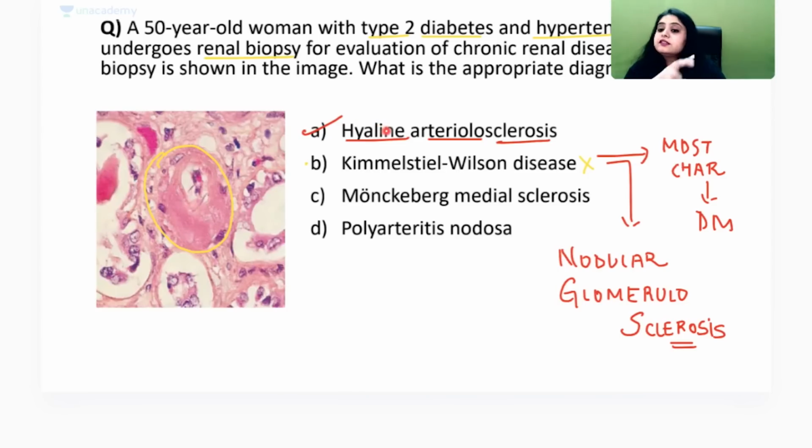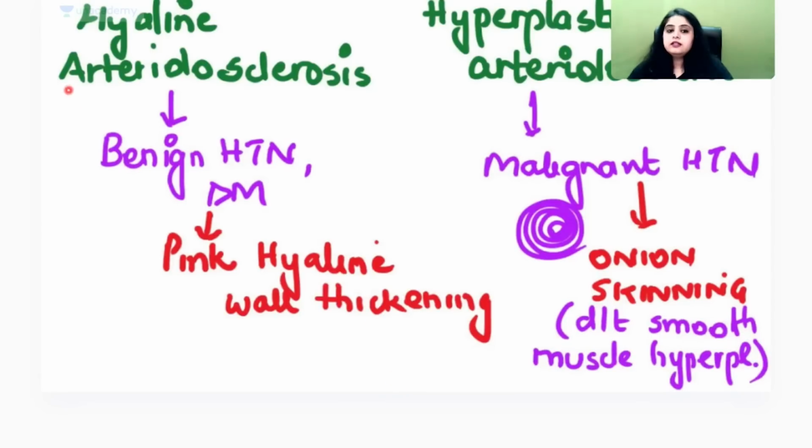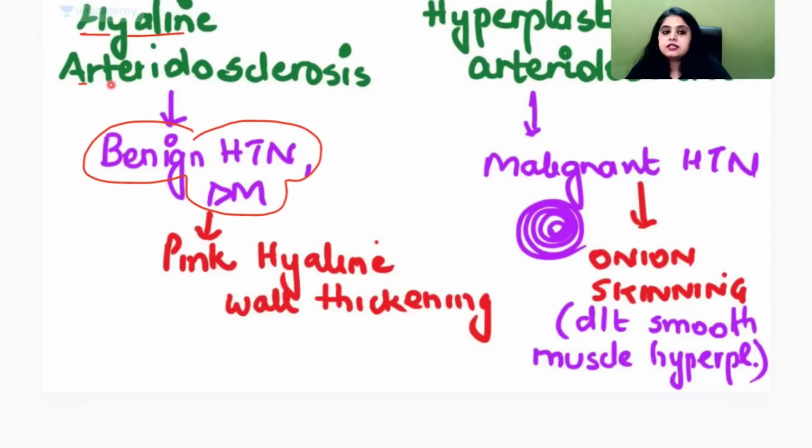Where is hyaline arteriolosclerosis seen? First, it is seen in diabetes. Second, which hypertension? Benign or malignant? Very good. So again, let us compare. First we read the theory, then I'll show you photos. Either you had a patient of hypertension and diabetes, that shows you hyaline arteriolosclerosis, meaning pink material in the arteries. If it was malignant hypertension, you would see onion skinning, that is hyperplastic arteriolosclerosis.